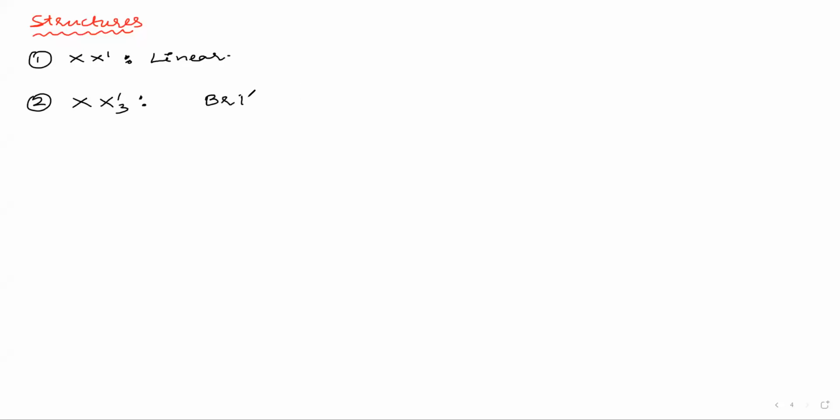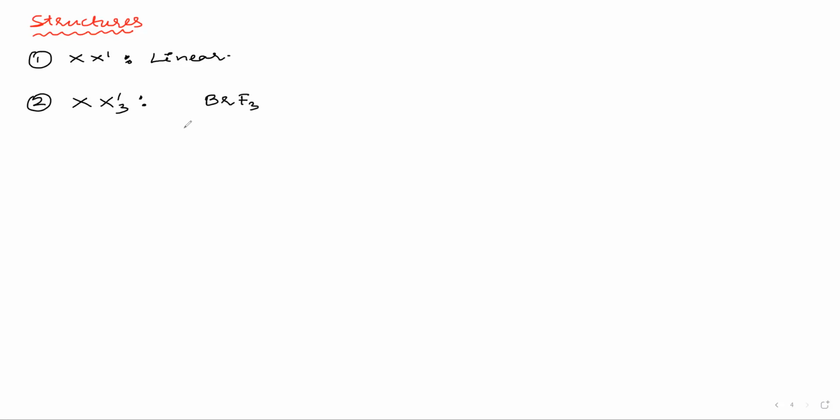Next is structures. Now in structure, you will have the first one, that is XX'. This will all be linear, right? You don't have any option here. There is only one structure that is possible, that is linear, correct? Now second, you have XX'3. For this, let us take the example of BrF3.